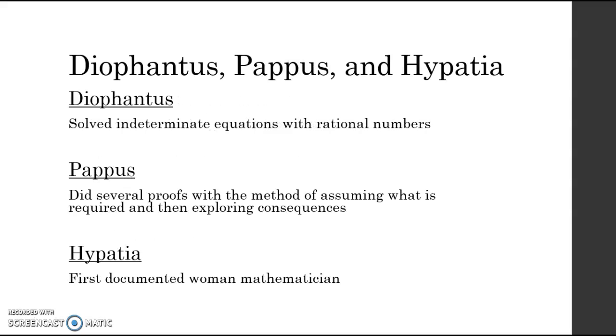I'm now going to finish out with three last mathematicians, and they are Diophantus. He solved indeterminate equations with rational numbers. We also have Pappus. He did several proofs with the method of assuming what is required and then exploring consequences, which in reality is how we do proofs today still. We make an assumption and then we try to prove that assumption is true. And then the last mathematician we'll be looking at is Hypatia. She was the first basically documented mathematician that was a woman, and so that was very historic as well.